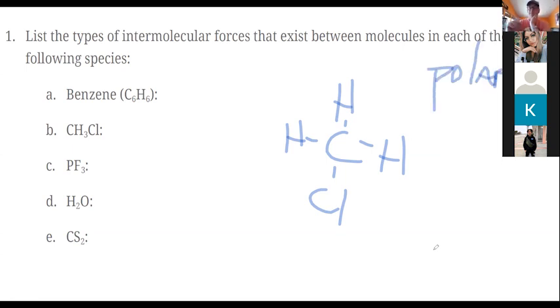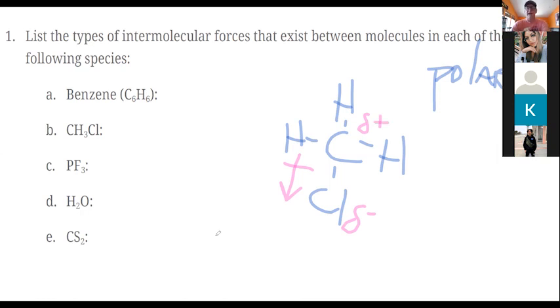This is a polar molecule. This is also a liquid at room temperature. So where is the dipole? Between what two atoms would we find a bond dipole? The carbon and the chlorine. That's right. Which one's more electronegative? Chlorine. Chlorine's more electronegative, right? So our dipole will be here. This chlorine would be slightly negative. This carbon would be slightly positive.